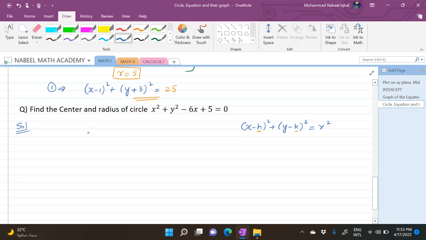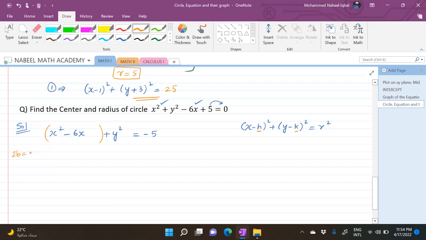How? Here this is x square. I write the like terms together, that is the x terms, x square minus 6x, and here plus y square, and I will move the constant to the other side. You will have minus 5. The same equation, I write it together: x square minus 6x plus y square equal minus 5. After that, I have to complete the square, so a perfect square. What is the missing term? There is a missing term here. So I will use 2b as a formula.